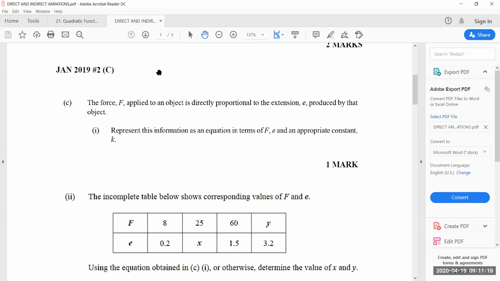Okay, so last week I gave you all these questions and you all had to finish it, right? For homework, and I would have corrected it today in today's class. So we're gonna start off by correcting the January 2019 paper. Last week Sunday, we did the direct variation topic, direct and indirect variations. So let us attempt to do this question.